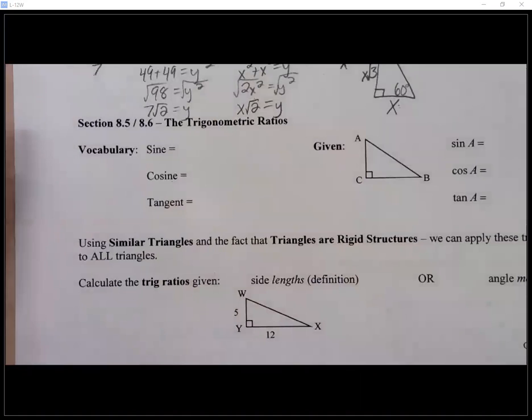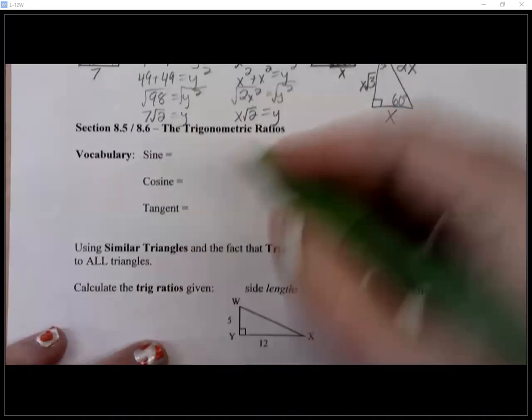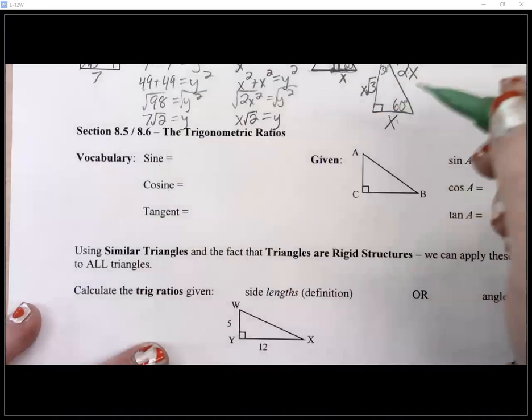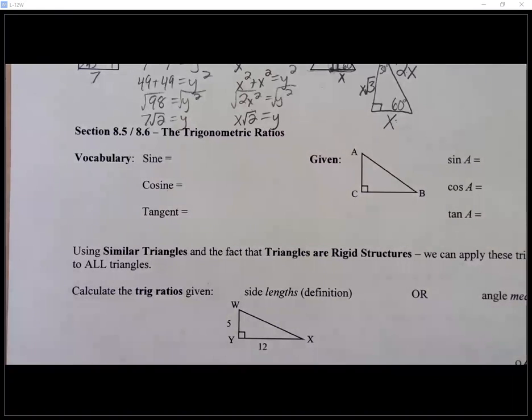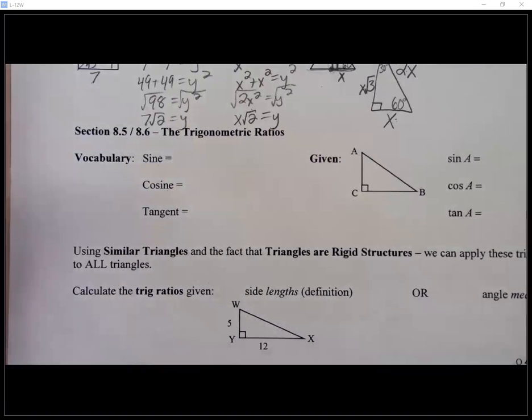All right, so first of all, let's start with the magic word. Sohcahtoa is spelled, oh gosh, there's not enough space. I need more space.